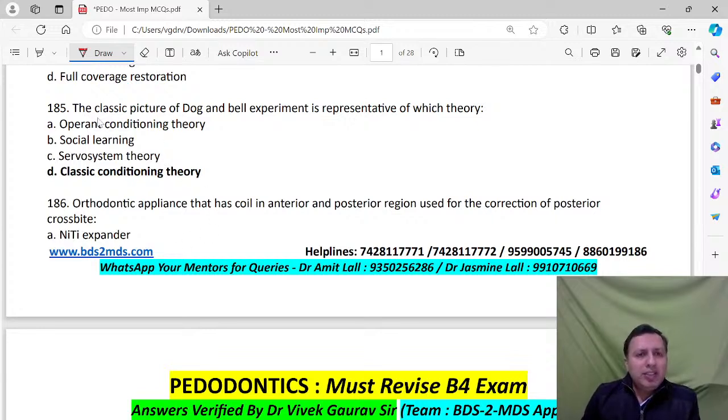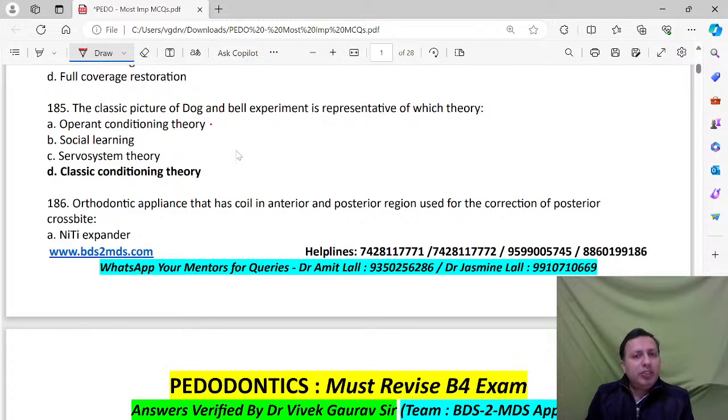Now the next question is, the classic picture of the dog and bell experiment is representative of which theory? The operant conditioning theory, which was given by Skinner, the social learning theory, which was given by Albert Bandura, then there is a servo system theory, and the classical conditioning theory.